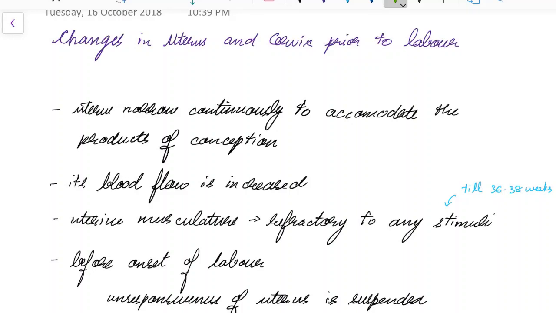Hello guys, this is Indian Medico, and in this video we are going to see about changes in uterus and cervix prior to labor. First, let us see about the changes in uterus prior to labor.